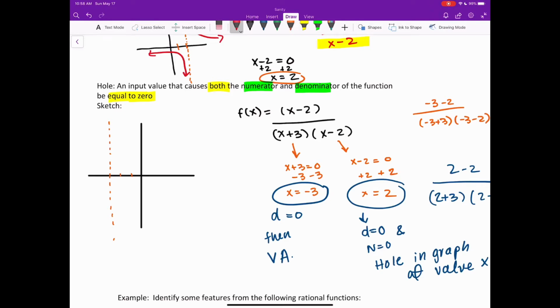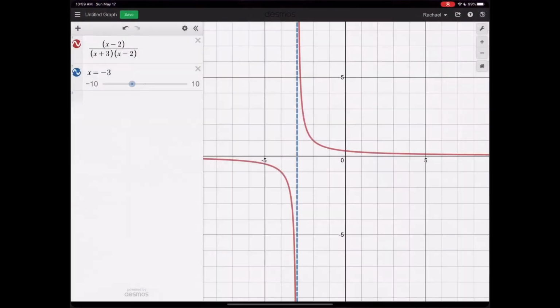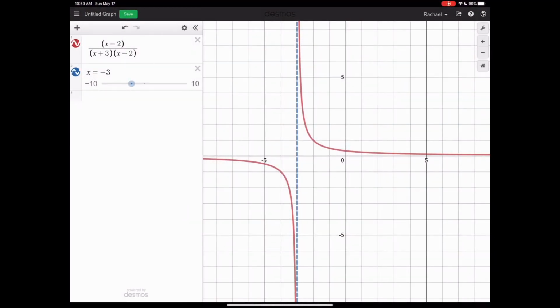So here's a sketch of my graph. Again, it's rational. It's probably going to look something like this. And then my function goes and it goes and it goes, and then it hits that value wherever x equals 2, and I have a hole in my graph. See how I'm putting an open circle? And then it continues on, all right?